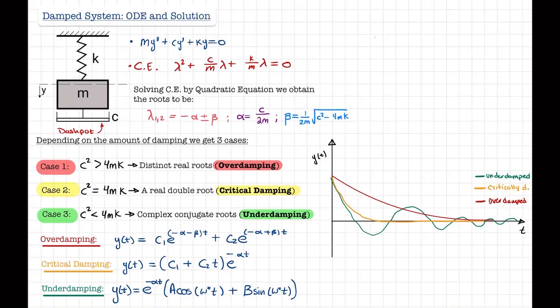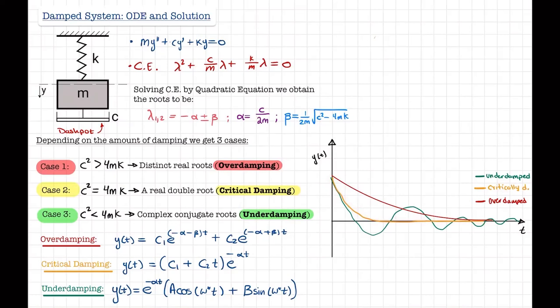Then you have case two, where you have a double real root, and this is what we call critical damping. So here the system is almost at the point where it wants to oscillate, but it doesn't. It's kind of in the middle. We get something looking kind of linear here, but then it just goes to zero real quick. It's enough damping that it happens super fast.